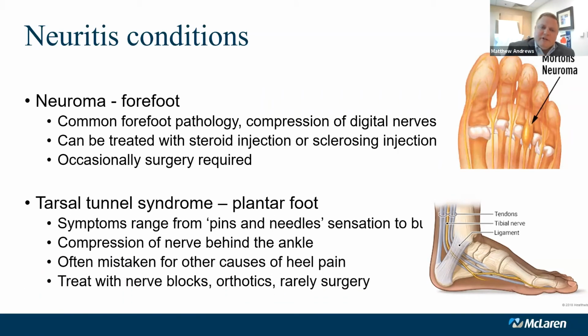Another common neuritis condition that we see is what we call tarsal tunnel syndrome. This is analogous to a carpal tunnel of the hand. So within the wrist, you've got a nerve that passes through there, and you've got a number of tendons that pass through there as well. So it's a small space, and if you have compression against the nerve, you can have numbness of the hand, and it causes carpal tunnel syndrome.